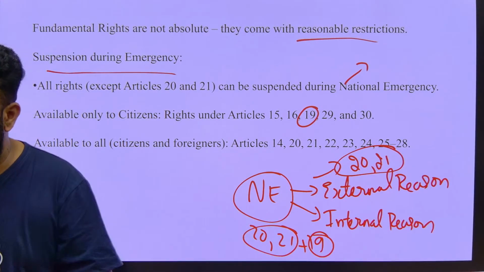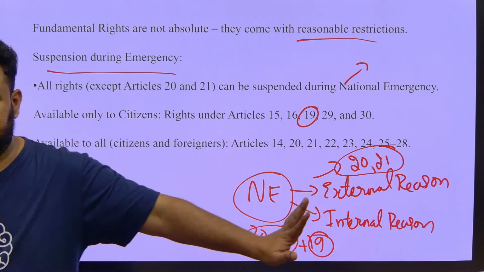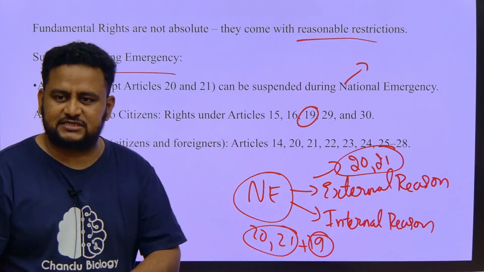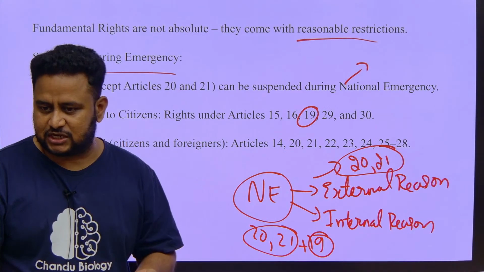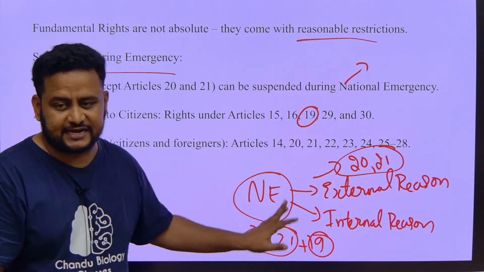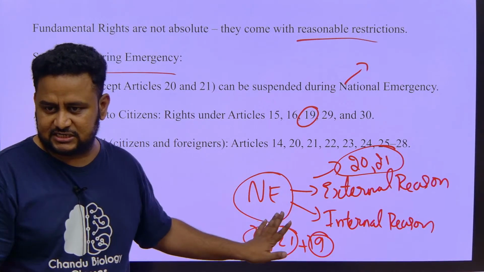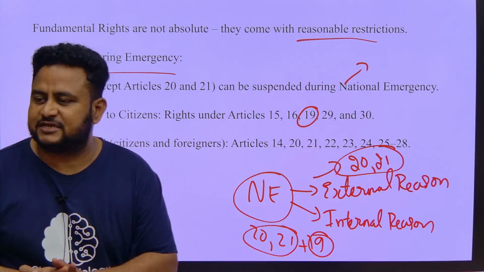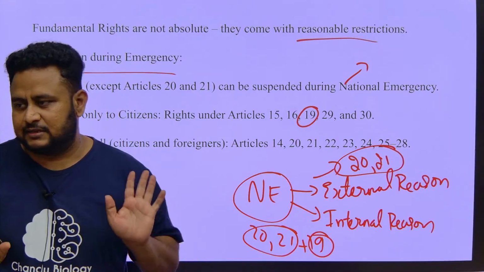If I say national emergency, you have to remember that except 20 and 21 everything will be removed. This is one exception that you do not have to worry about now. When I talk about emergency provisions, national emergency, state emergency and financial emergency, I will get back to it again. At that time I will explain in detail. Now, if I talk about emergency, only Article 20 and 21 will be there, remaining everything will be removed.